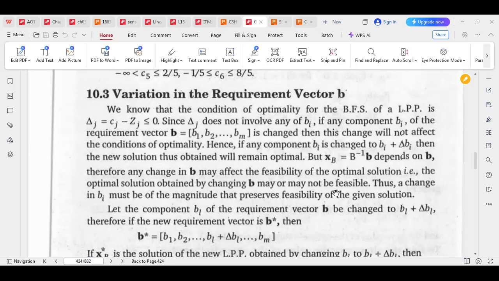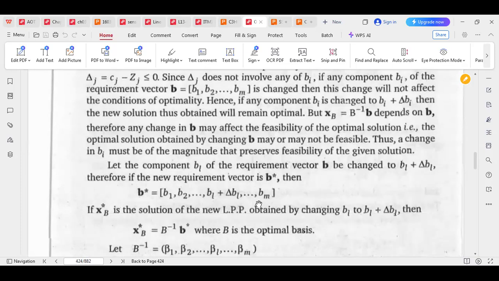This is why a change in bi must be of the magnitudes that preserve the feasibility of the given solution. So we will derive a condition for the requirement vectors that may be changed. Let us consider a component bl of the requirement vector b, which we change to bl plus del bl.